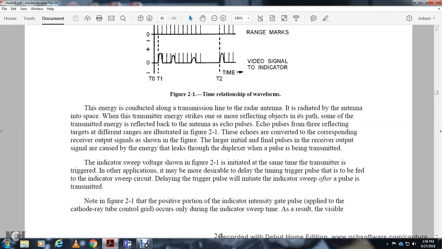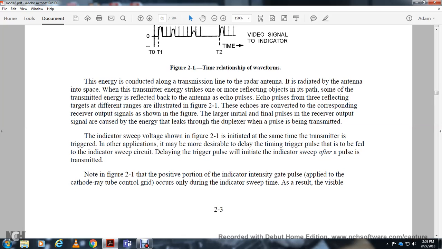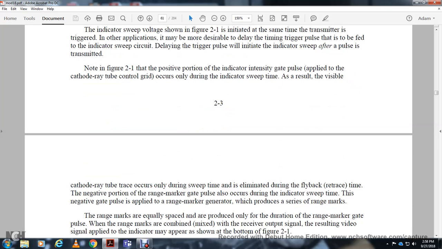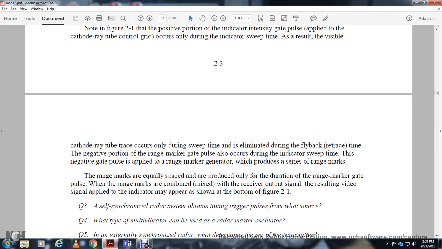The indicator sweep voltage shown in figure 2.1 is initiated at the same time as the transmitter trigger. In other applications it is more desirable to delay the timing trigger pulse, fed to the indicator sweep circuit, so the indicator sweep is initiated after the pulse is transmitted. Note in figure 5.1 that the positive portion of the indicator's intensity gate pulse, applied to the cathode ray tube control grid, occurs only during the indicator sweep time. As a result, the cathode ray tube is visible during the sweep time and eliminated during the flyback or retrace time. The negative portion of the range mark gate pulse also occurs during the indicator sweep time.